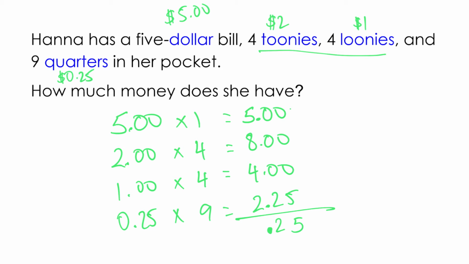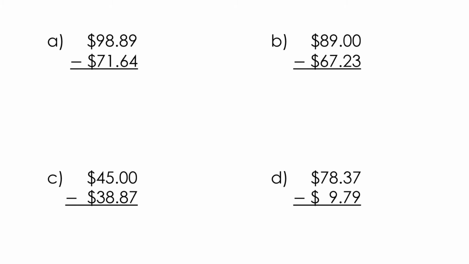5 plus 8 is 13. 13 plus 4 is 17. 17 plus 2 is 19. So I'm just going to include the $ sign at the end. Okay. So now we're going to go into some subtraction.